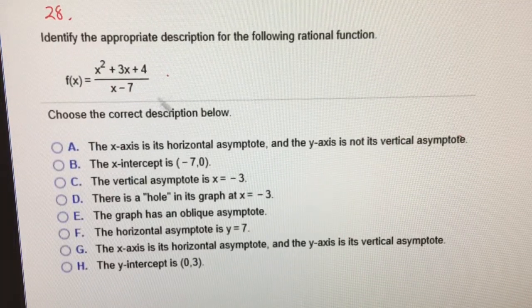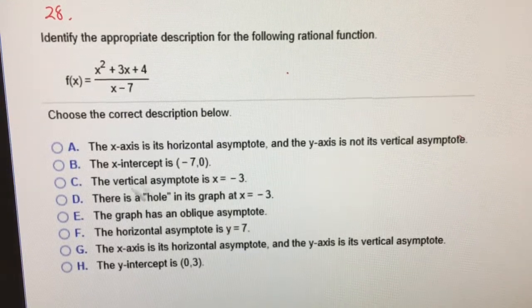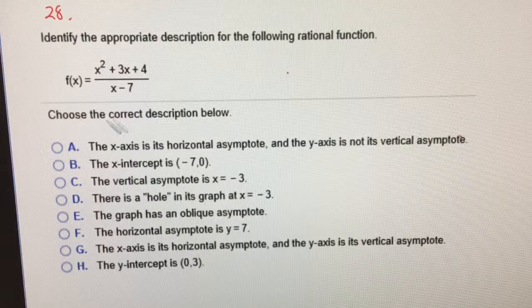28. If I were to factor this, I believe I would get x plus, nope, I can't factor it. Choose the x-axis is the horizontal asymptote.